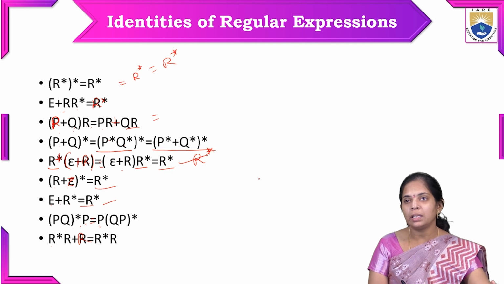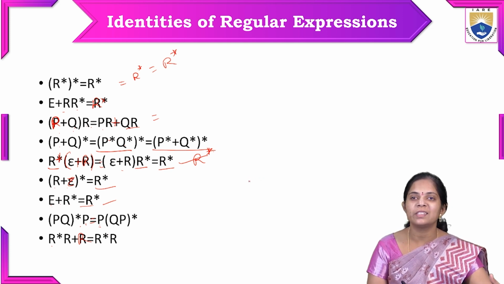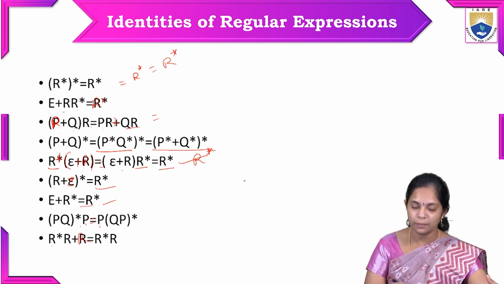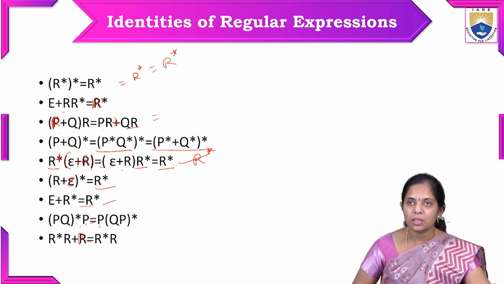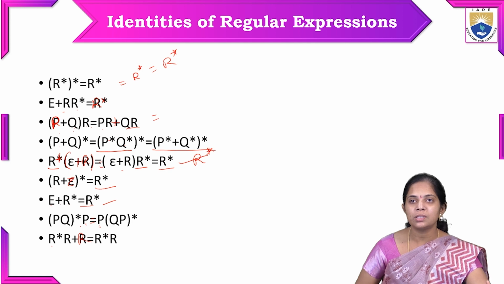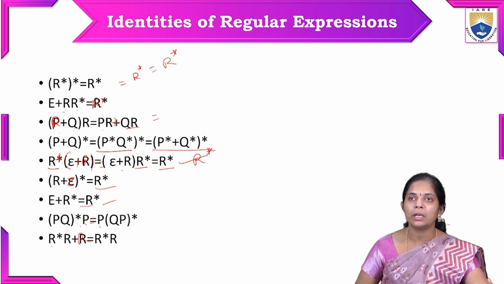So these are the identities which are used for the construction of regular expressions, and we will use all these identities while proving that LHS is equal to RHS, that both the regular expressions are equal.